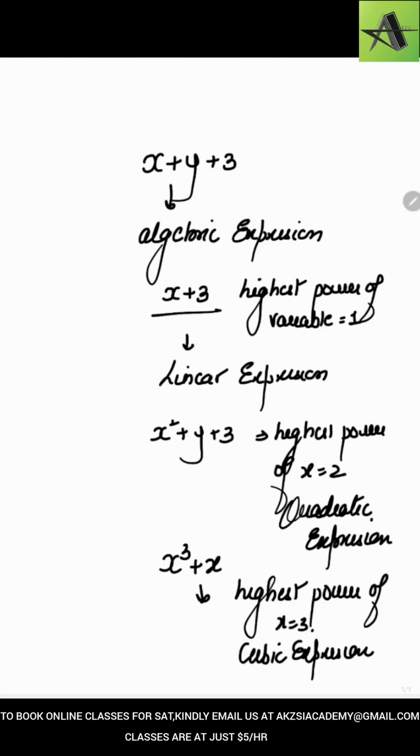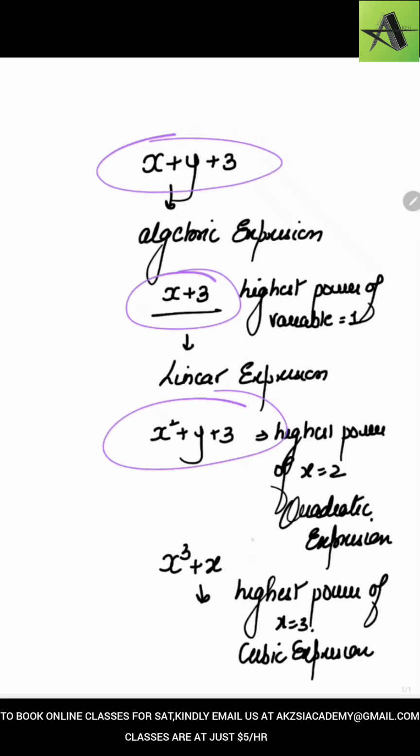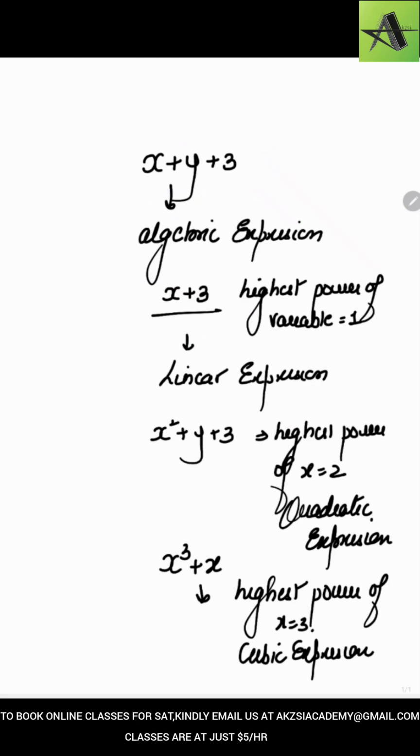I was saying this is an expression, not an equation. Why? Because there is no equals to sign. Now when you introduce an equals to sign, suddenly it becomes an equation. That means x plus 3 equals 1. There is an equals to sign here, and then it's nothing but an equation.